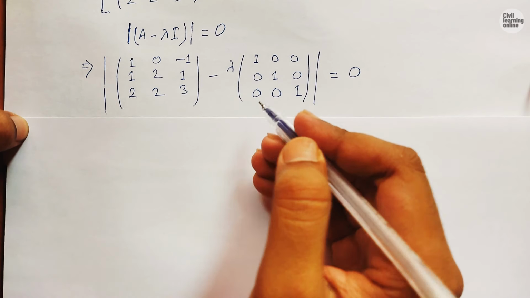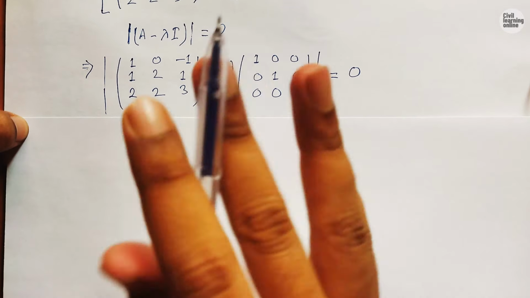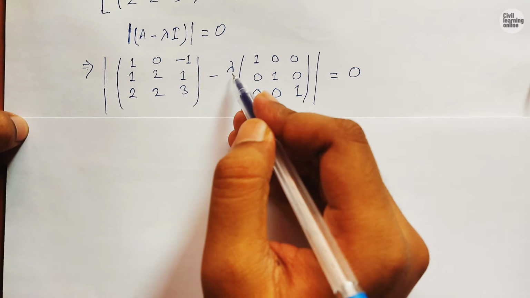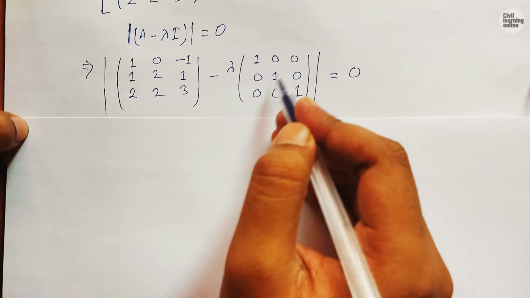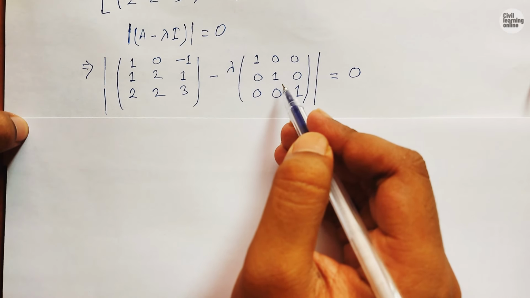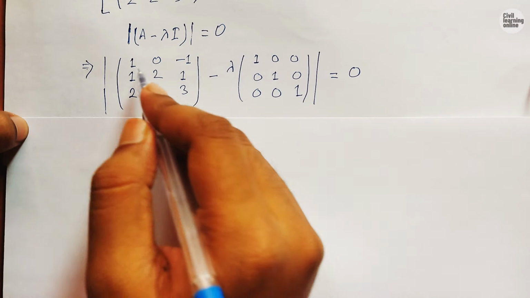So guys, after this step we have to subtract lambda from where it is possible. When we multiply, this lambda is going to multiply with each and every term inside the identity matrix, and then we will need to subtract.